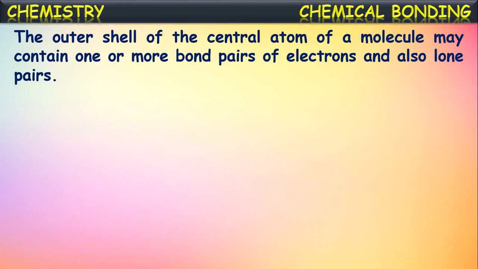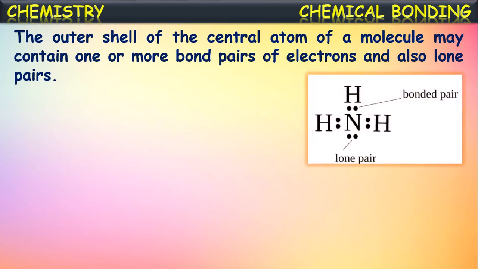The outer shell of the central atom of a molecule may contain one or more bond pairs of electrons and also one or more lone pairs of electrons. For example, in the ammonia molecule, what is the central atom? As you know, it is nitrogen. Nitrogen is bonded with 3 hydrogen atoms with 3 covalent bonds, isn't it? The pairs of electrons participating in bond formation are called bond pairs of electrons. This is one bond pair, this is one bond pair, and this is one bond pair. These three are called bond pairs of electrons.